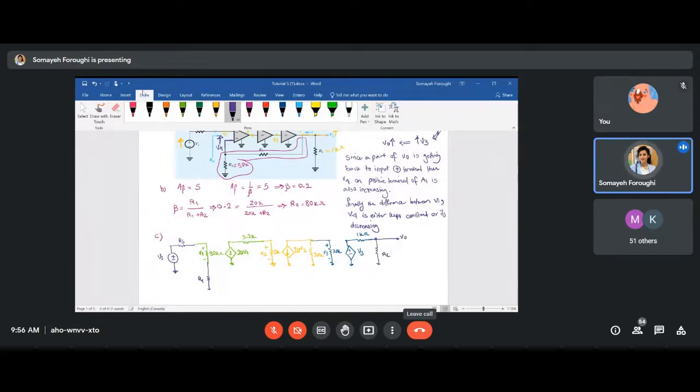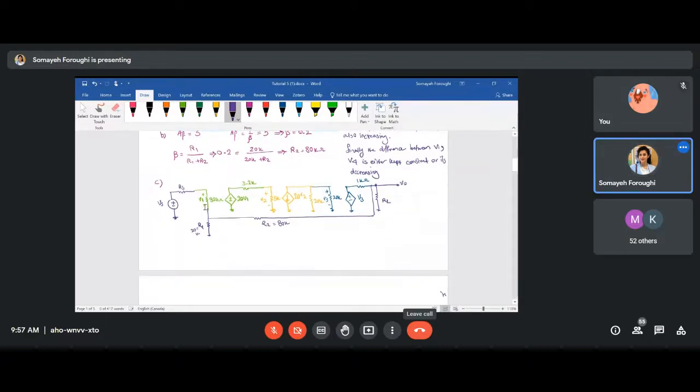But listen, what about the feedback loop? The feedback loop will be connected from here all the way up to here, like this, and this is R2. So we found R2 to be 80K, R1 to be 20K. This is a small signal equivalent. I have not broken the feedback loop yet, but I will do it in other steps. This is our small circuit equivalent.